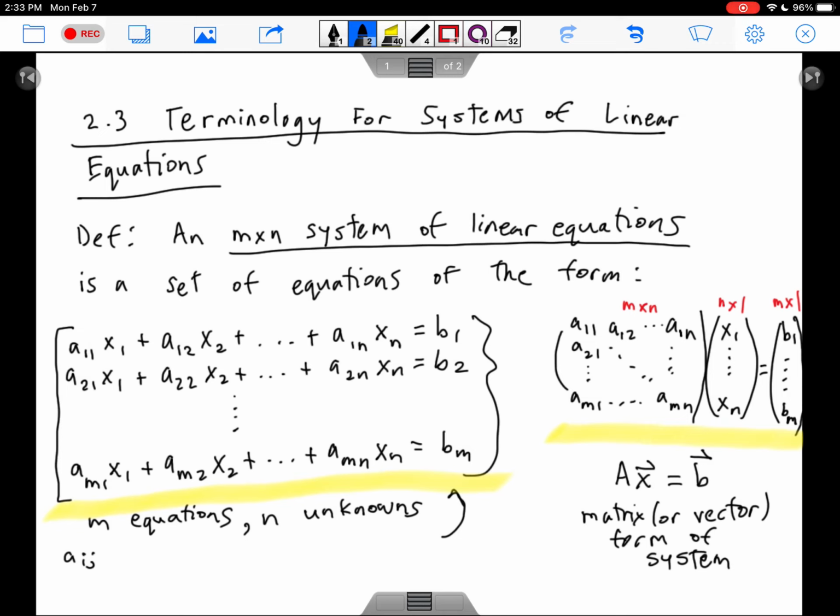Let's give these guys names because we haven't really said what they're called yet. The aij's, all of the a's that you see, those are called the system coefficients. The bj's, those are called the system constants. So all of these are numbers. The only variables here actually are the x's. So the x1 to xn, those are the unknowns.